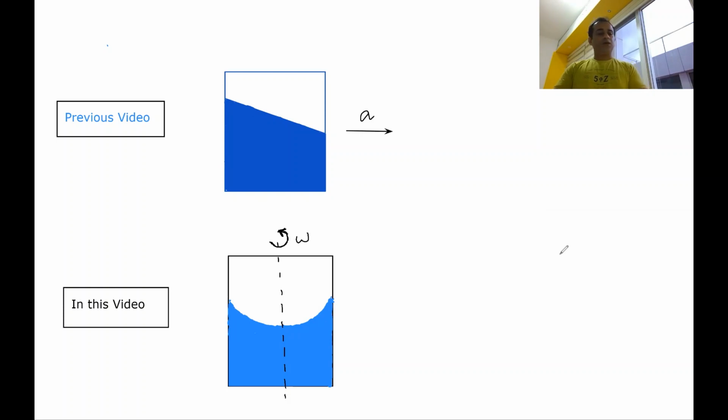In this video, in continuation to my previous video, we will be talking about a container filled with a fluid and it is being rotated about an axis passing vertically through its center, and the profile that is observed on the surface of the fluid is a kind of parabolic profile, as you can see in this figure. So in the previous video, we learned about a horizontally accelerated container, and the level of the fluid surface becomes inclined with respect to the horizontal.